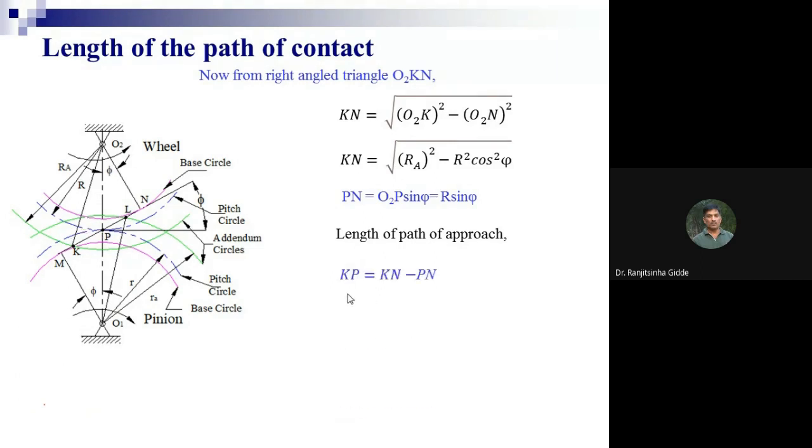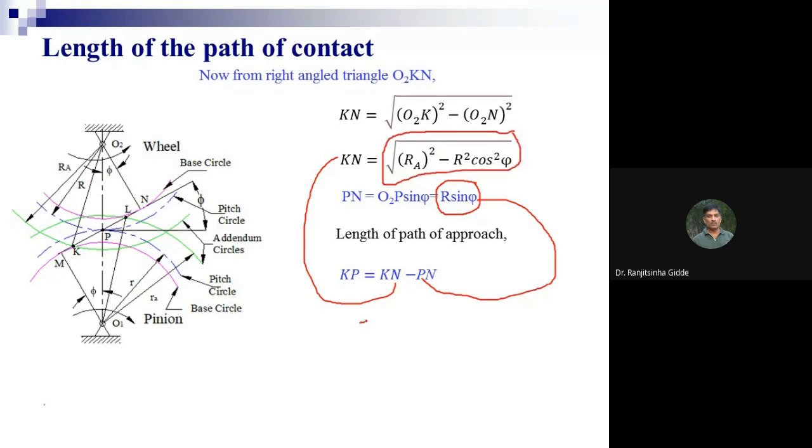So we can write kp is equal to kn minus pn. Now what is the value of kn? Just you can write kn and pn. These terms you need to write here.